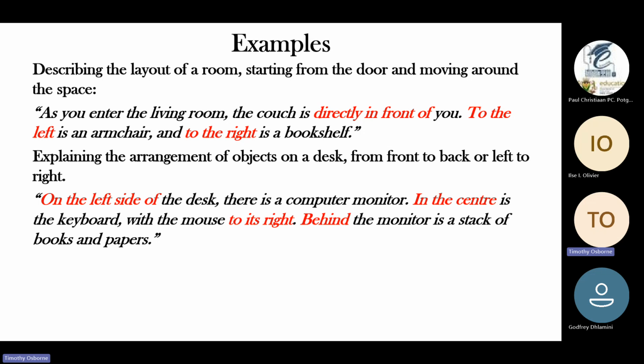Let's look at the first one. Here we've got, as you can see, it's describing the layout of a room. And here it says starting from the door and moving around the space. So let's take a look at it. As you enter the living room, the couch is directly in front of you. To the left is an armchair, and to the right is a bookshelf. So there you can see, directly in front of you.